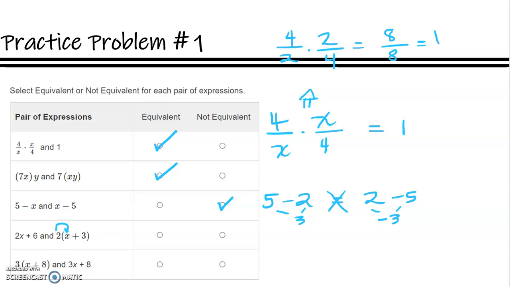For the second to last one, are these equivalent? Yes, they follow the distributive property. 2 times x is 2x. 2 times 3 is 6, so these are equivalent. And then this last one, let's see if it follows the distributive property. 3 times x is 3x. 3 times 8, is that 8? No, this should be 24. So these are not equivalent.